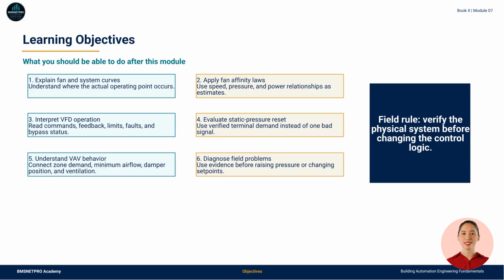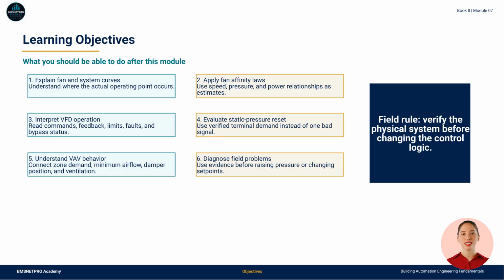This module has 6 practical objectives. First, you will learn how the fan operating point is created by the intersection of the fan curve and the duct system curve. Second, you will use the affinity laws as useful estimates for speed, pressure, and power, without treating them as guarantees. Third, you will learn how to read VFD command, feedback, limits, faults, and bypass status. Fourth, you will evaluate static pressure reset logic using verified demand.